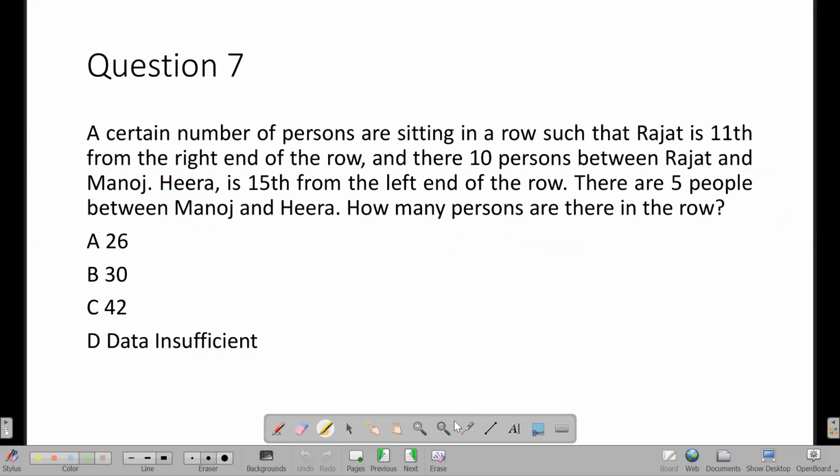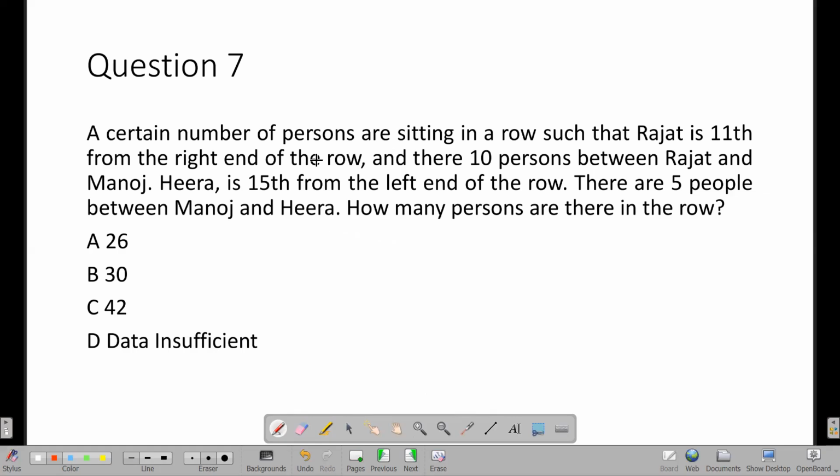This is a very interesting question. So read the question carefully and then attempt the question. Again, be aware of this option, data insufficient. So when data insufficient is there, always you should be ready to consider multiple possibilities. Okay, it could be there. I don't want to say always it will be there like that, but it is possible.